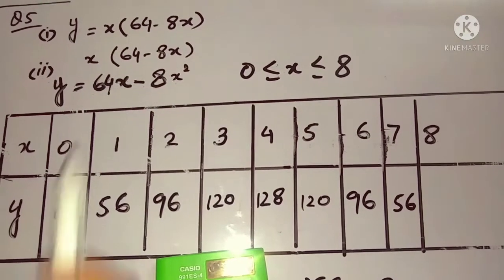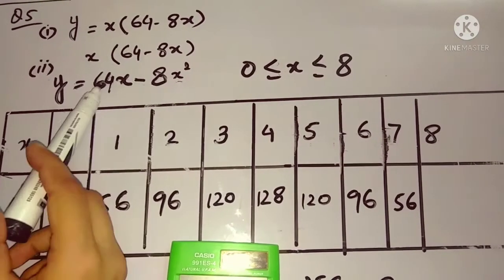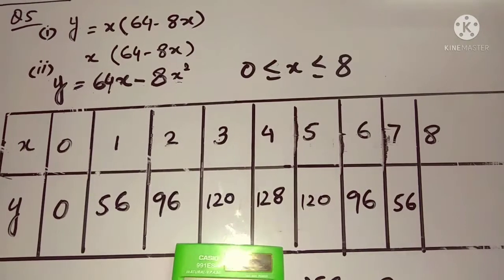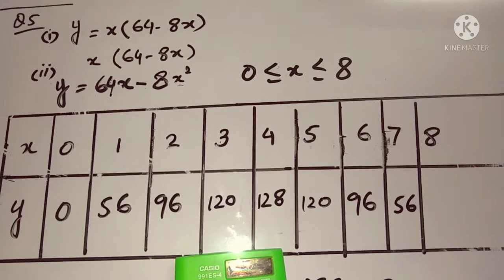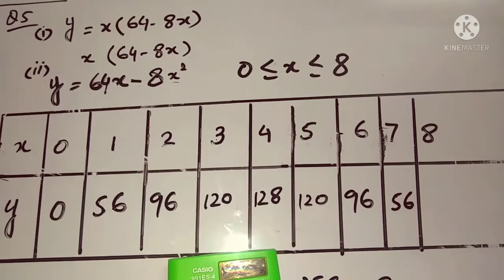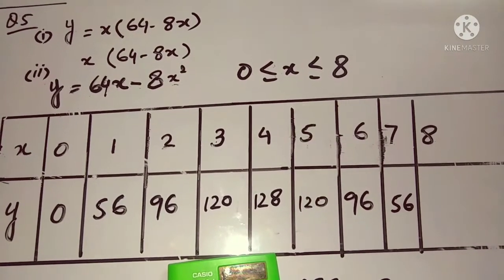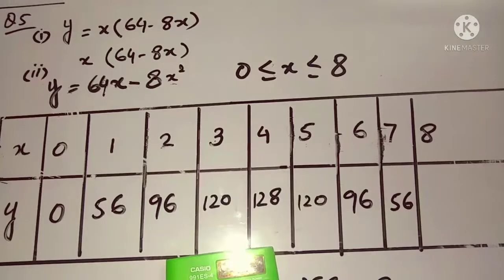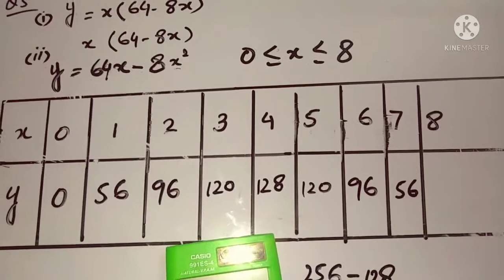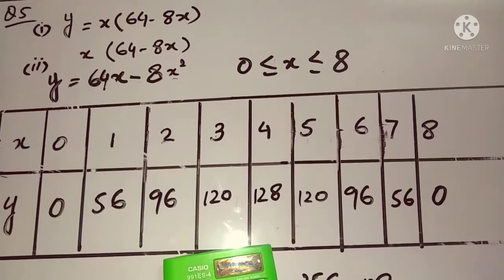Okay, now 8 8s are 64. When you multiply 64 with 8, what do you get? 64 multiplied by 8 will be equal to 512, minus 8 8s are 64, 64 8s are 512. So it means that you will get 0. Okay, now let's draw the graph.